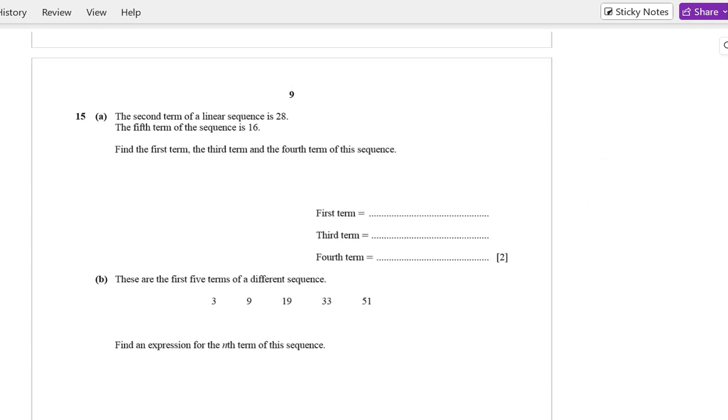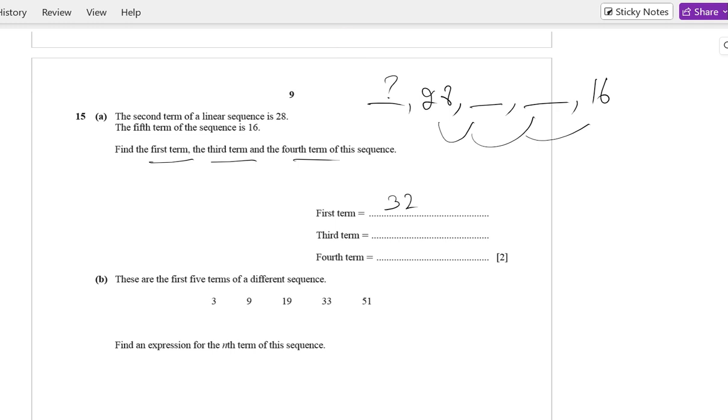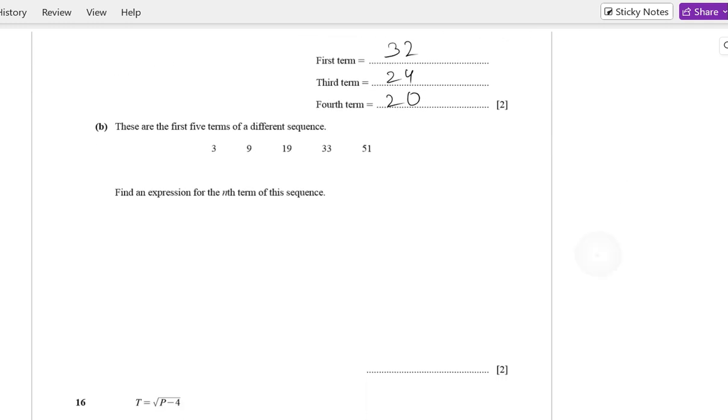Second term of a linear sequence is 28. Fifth term is 16. Find the first term, third term, fourth term. So if we subtract 4 from 28, minus 24, yes, it makes sense. So definitely your first term would be 32, third would be 24, and then 20.